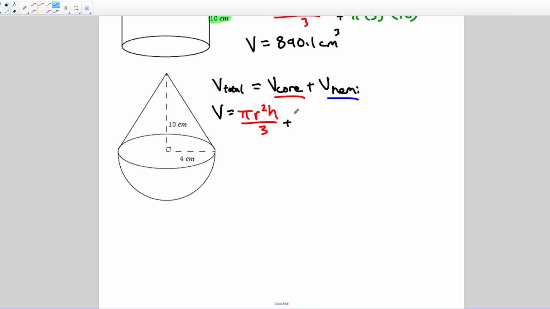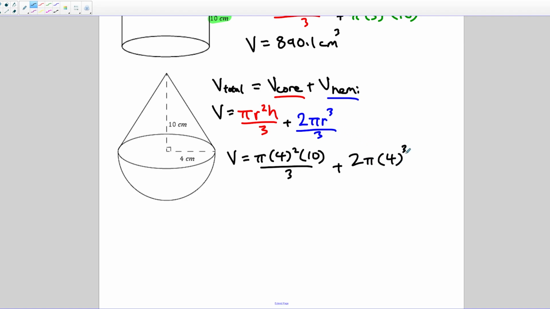Oops, still thinking about surface area. Plus 2 pi r cubed over 3. So there's nothing too crazy about this one. We only have one height and our radius is the same for both. So we have pi times, in this case, 4 squared times the height, which is 10. And that's divided by 3. We have plus 2 pi, and the radius again is the same. 2 pi r cubed over 3.